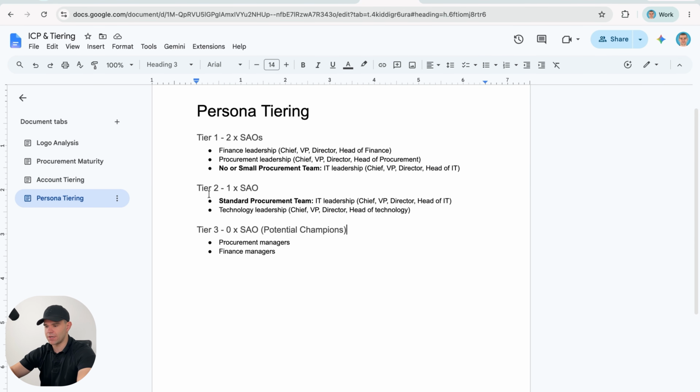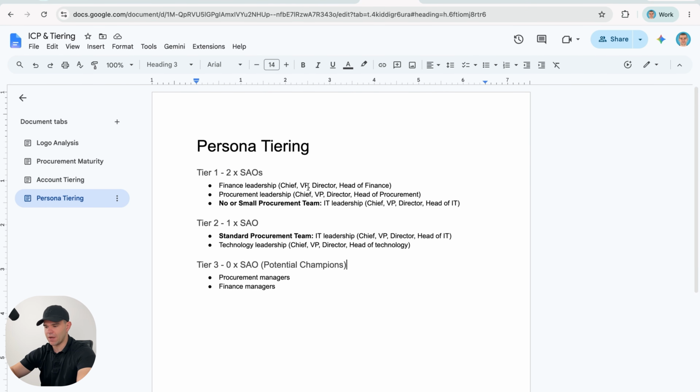And then in terms of persona tiering, we've got finance leadership coming out on top. This is from their website, but also their top customers. So chief, VP, director, head of finance. Procurement leadership, so chief, VP, director, head of procurement. If they don't have a procurement team, then obviously you wouldn't go after that, you go after finance.